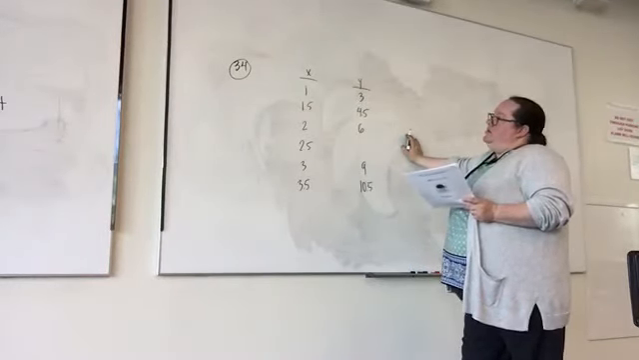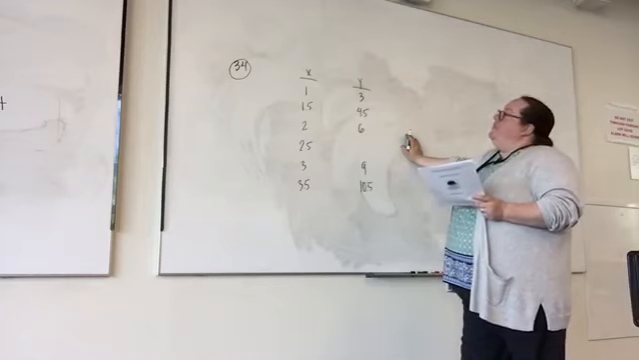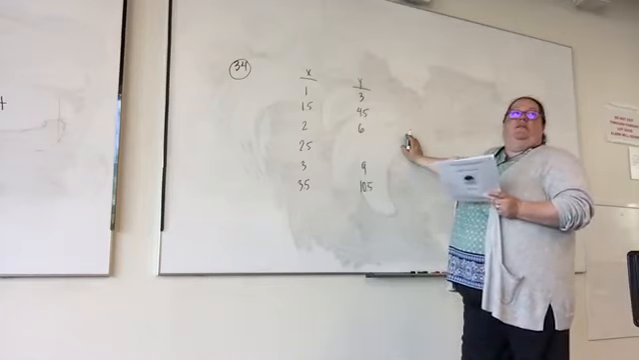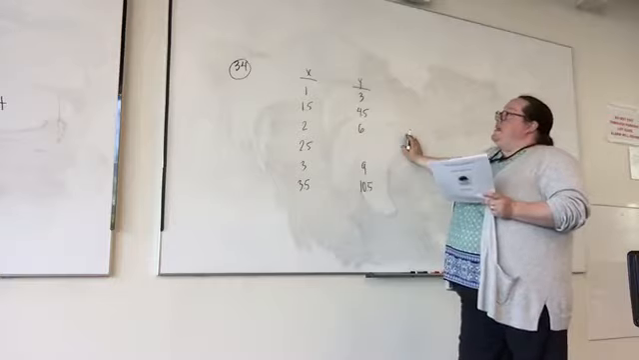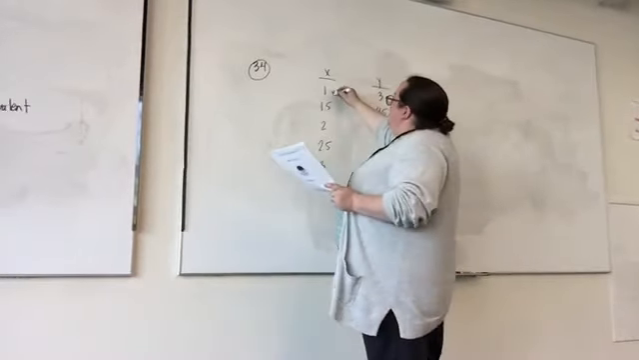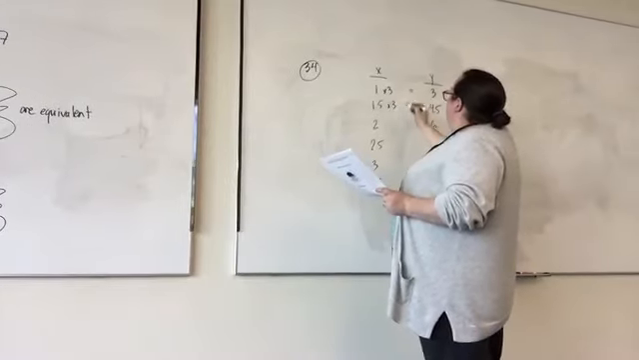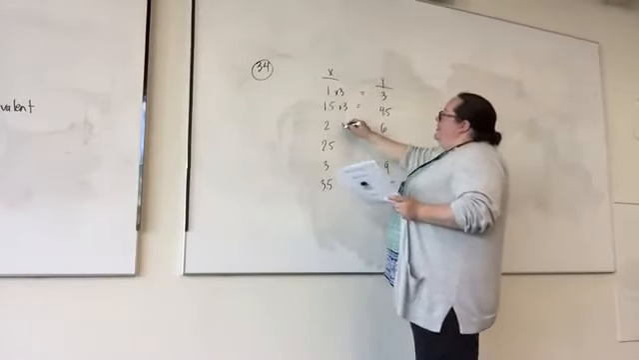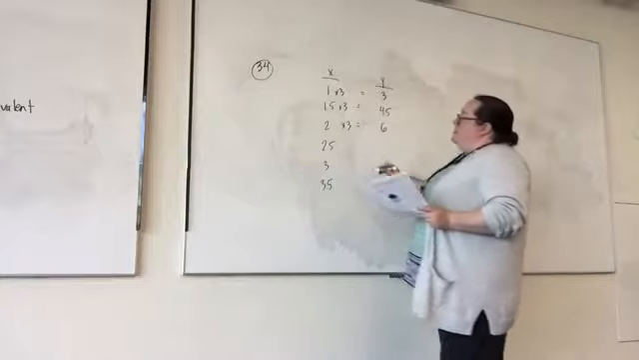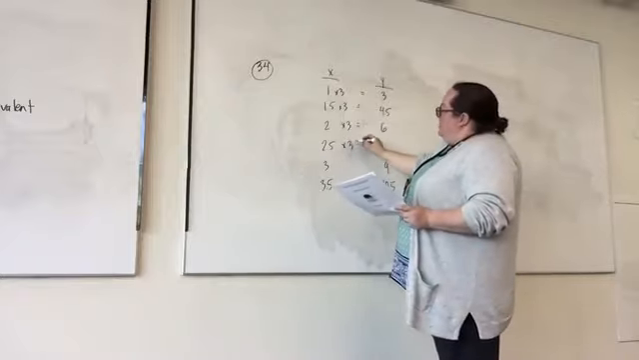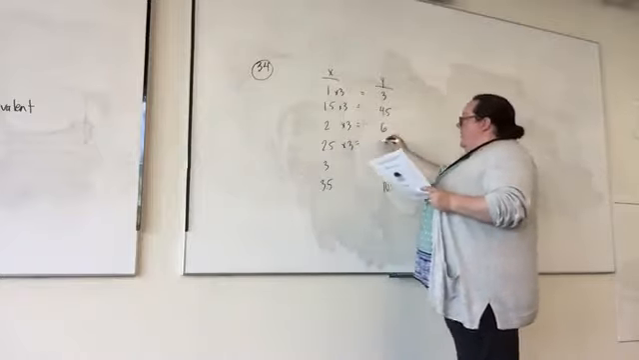Times 3. Times 3 how? What am I multiplying by 3? X times 3, right? So if I do this times 3, that equals 3. This times 3 equals 4.5. This times 3 equals 6. So then this times 3 would be 7.5.